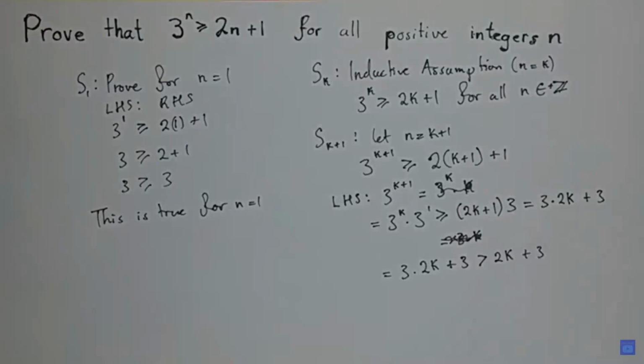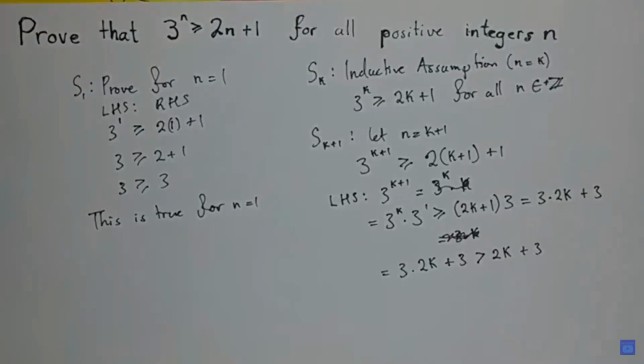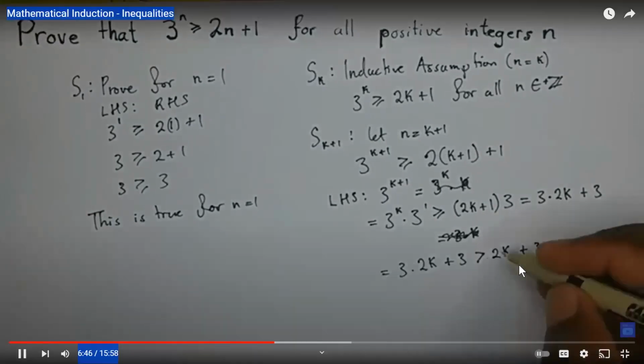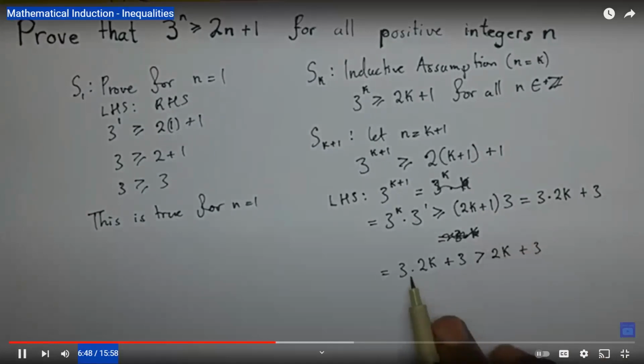The reason why we're saying this is simply because this is being multiplied by 3. So of course we get 6k plus 3. But this is just 2k plus 3. So this 3 that we have here is as good as having a 1 that we want right here. So we have the 1 here. Then we can simply say this is greater than this.